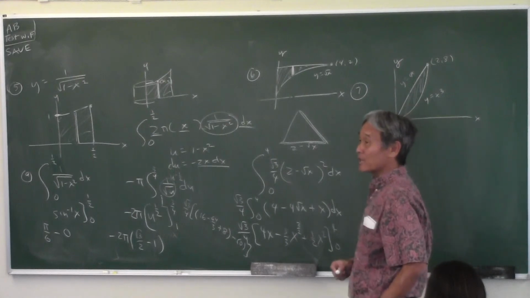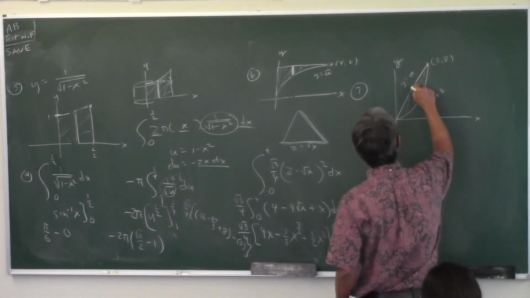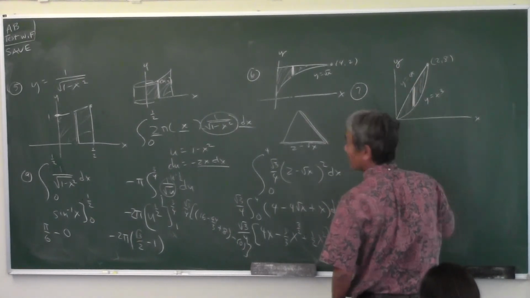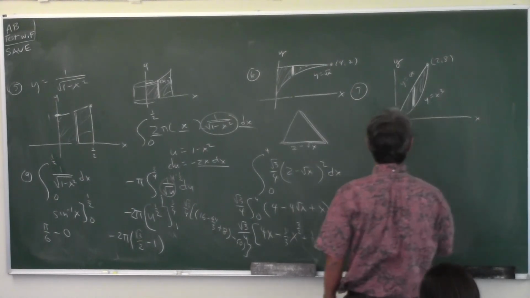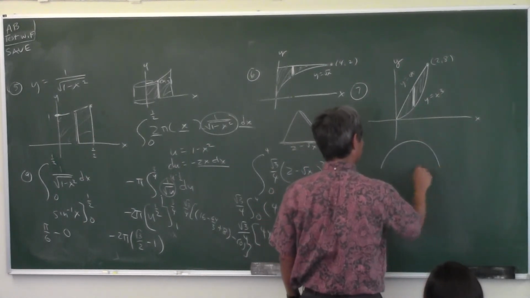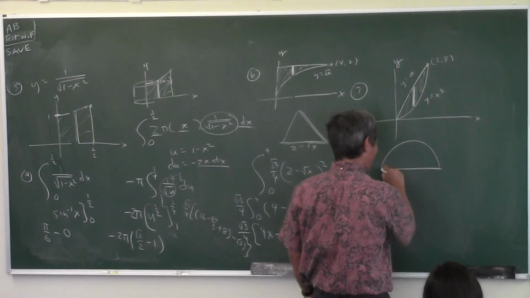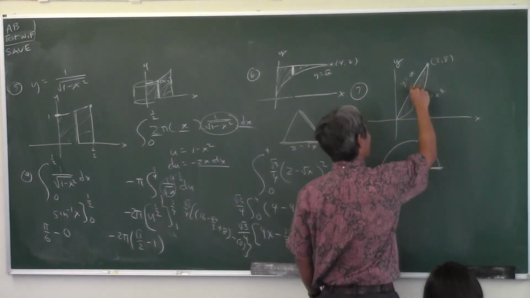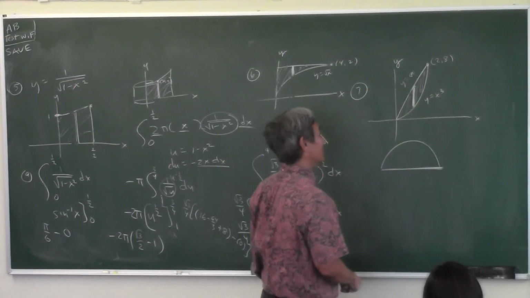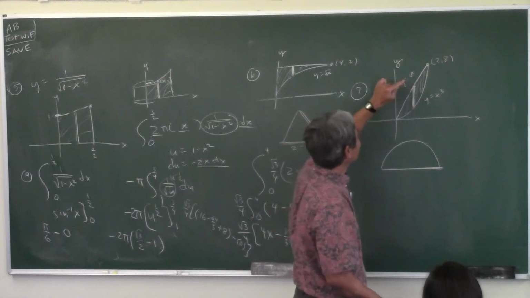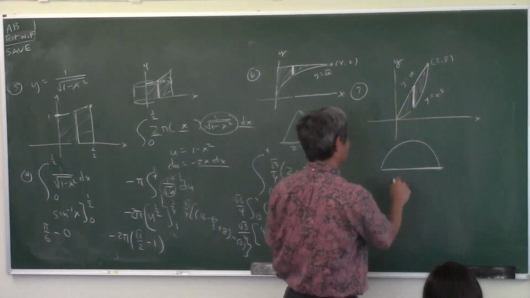It says cross sections perpendicular to the x-axis. I should have made it perpendicular to the y-axis so you can practice. Are semicircles. We're experts at that. Okay, the diameter of the semicircle is lying right on that rectangle. What's the length of the rectangle? Top minus bottom.